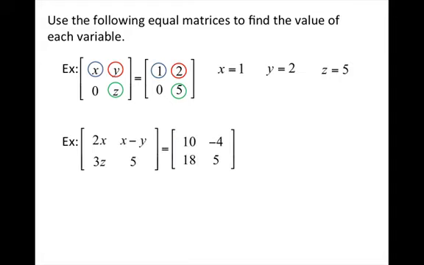In the next example, again, I have two 2 by 2 matrices that are equal. So we're going to set corresponding elements equal. So in row 1, column 1 of both matrices, I have a 2x and a 10. So I know 2x equals 10. I solve for x by dividing by 2, and I get x equals 5.